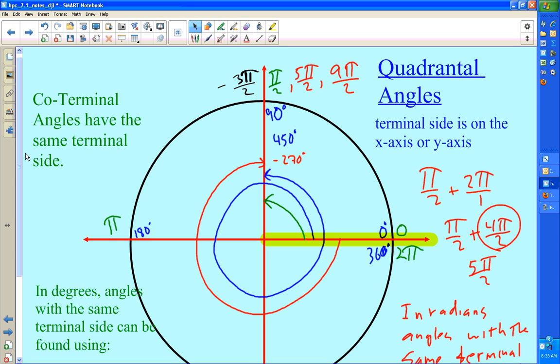Those angles that have the same terminal side are called coterminal angles. So pi over 2, 5 pi over 2, 9 pi over 2, negative 3 pi over 2, all are considered to be coterminal. They have the same terminal side right here. If you want to find out a coterminal angle, add 2 pi. You can add 2 pi forever. Pi over 2 plus 2 pi, or 4 pi over 2, is 5 pi over 2.